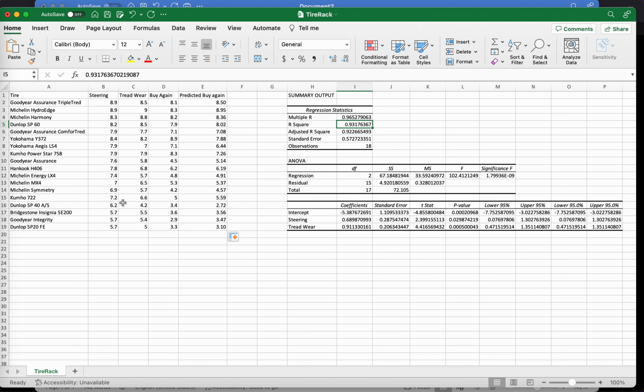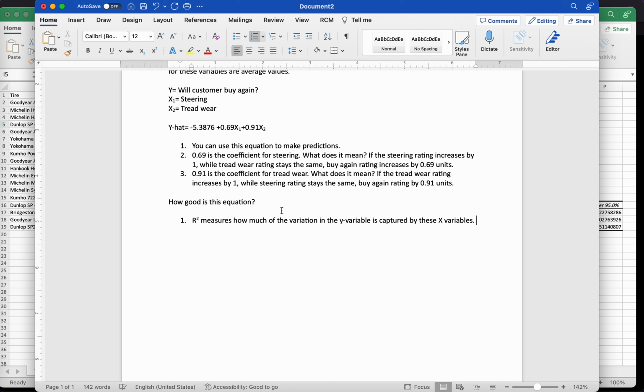The most important thing to keep in mind is that R square will be a number between 0 and 1, and the higher the value of R square, the more accurate a particular model is. You cannot call it accuracy directly. You're just capturing the variation in the y variable. So R square tells you how much of the variation in the y variable, in this case the customer's willingness to buy again, is captured by these x variables, steering and tread wear. In this case, 93% of the variation is captured, which means you have a really, really good model. As long as you know steering and tread wear, you'll be able to make a very accurate prediction of whether the customer will buy the tire again or not.